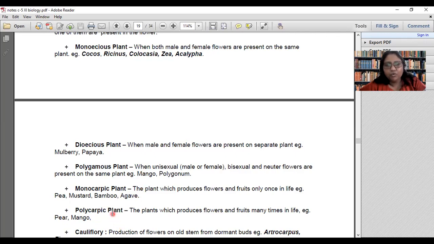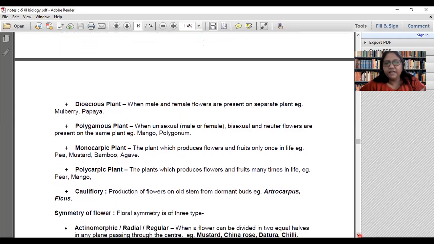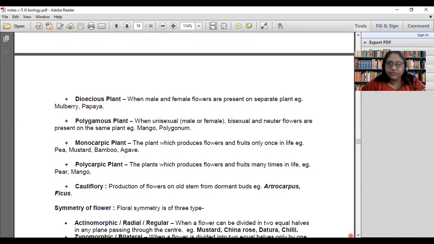Okay. So monocarpic plant means plants which can produce fruit and flower only once in a lifetime. For example, bamboo. You know, once the bamboo plants flower, they die because their purpose is served. They are meant to survive only for one reproductive cycle. Polycarpic plants are plants which can produce flowers many a time. For example, pear, mango, rose, then hibiscus flower.